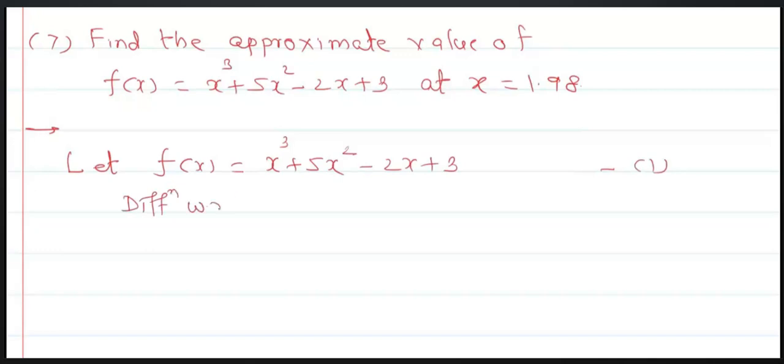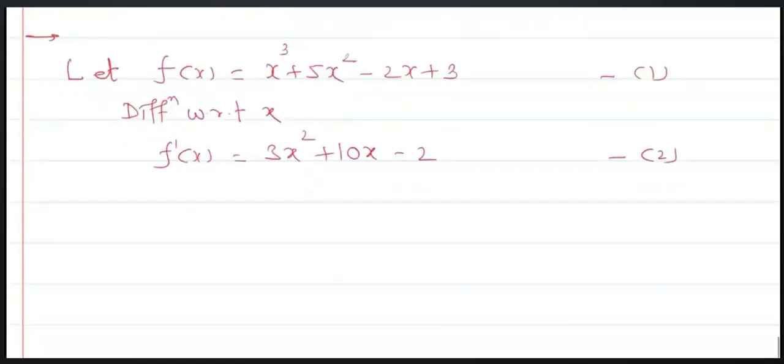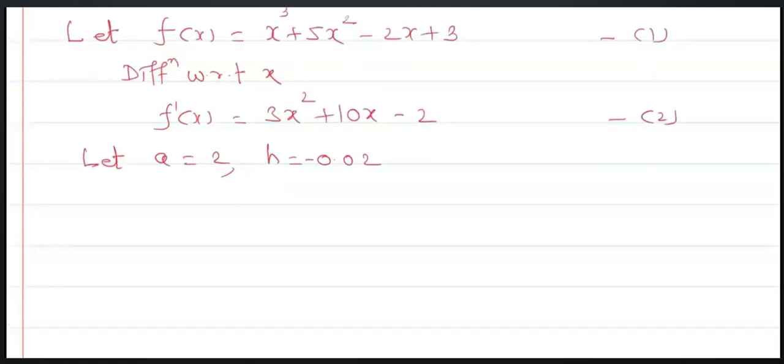f of x is equal to x cube plus 5x square minus 2x plus 3. Now differentiate it. f dash is 3x square plus 10x minus 2. Next, the nearest value to 1.98 is a is equal to 2, and h is equal to minus 0.02. For x is equal to a is equal to 2.